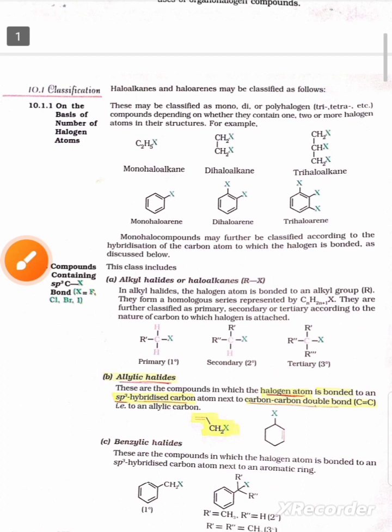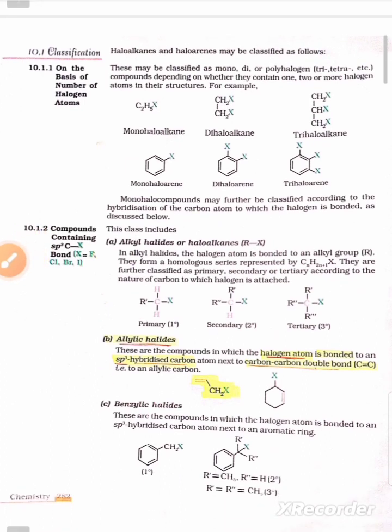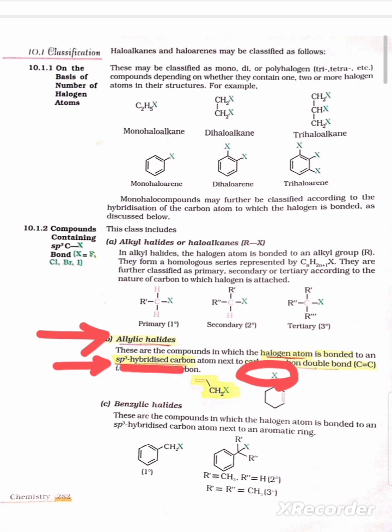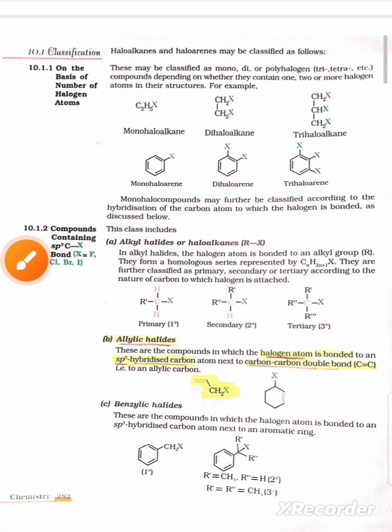If you see the second page, the very important point is about allylic halide. In allylic halide, what happens? The halogen atom is bonded to an sp3 hybridized carbon atom, but next to that sp3 hybridized carbon atom, there is a carbon-carbon double bond.